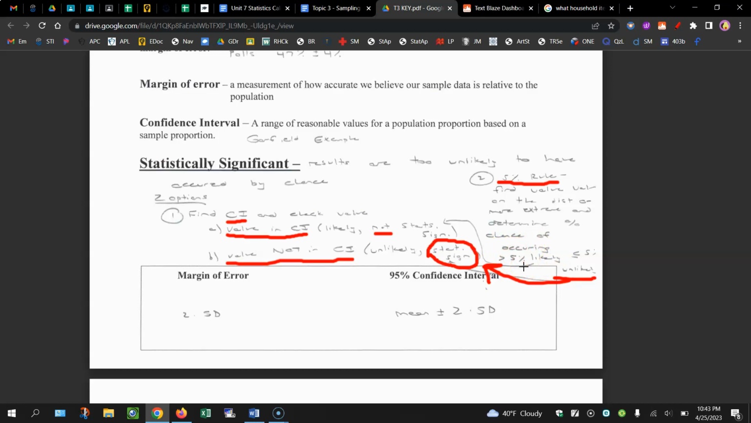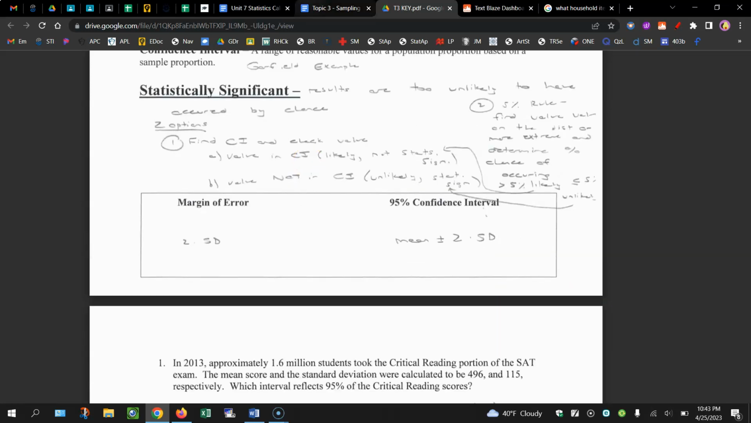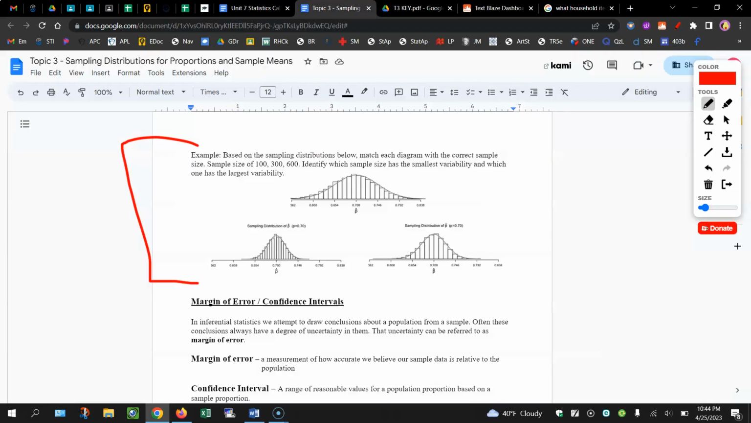So in order to calculate the margin of error, what we're going to do is take 2 times the standard deviation. So your margin of error is literally just 2 times the standard deviation, which they will give you. And to calculate a confidence interval, you take the mean plus or minus 2 times the standard deviation, which will be given to you. So if we take a look here on the next page, we'll do a couple of examples.